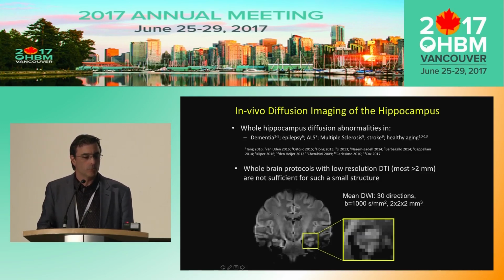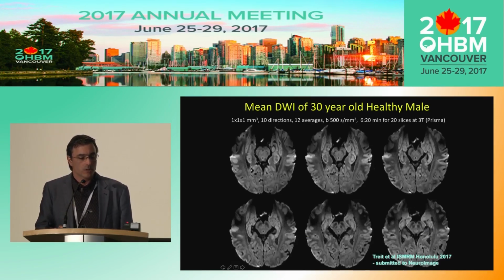So if you look at a 2 millimeter isotropic data set and you look here at the hippocampus, it's pretty low res. You don't see a lot of structure there, especially if you're interested in subfields and that kind of stuff. So can we do better than that? Sure. So these are 1 millimeter isotropic diffusion weighted images, just using single shot EPI that's just available on your scanner. We use a low b value to get more signal, and it took about 6 minutes.